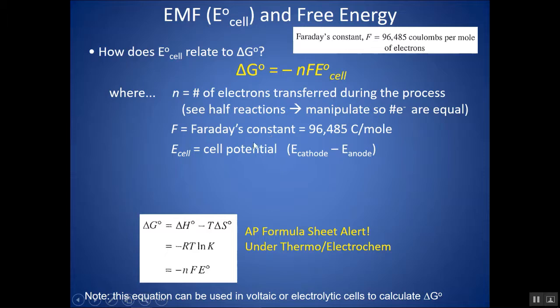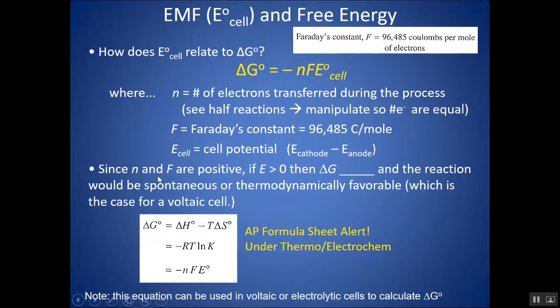And your cell potential, we just talked about how to find that. Remember, we're doing the cathode minus the anode, or flip the anode and add them together. Since N and F are positive, and we know for a voltaic cell, E of the cell is positive, then notice that there's going to be a negative sign in front. Delta G is going to be negative for a voltaic cell, which makes sense because you have this spontaneous redox reaction that happens by itself without outside intervention. This should be a thermodynamically favorable process.